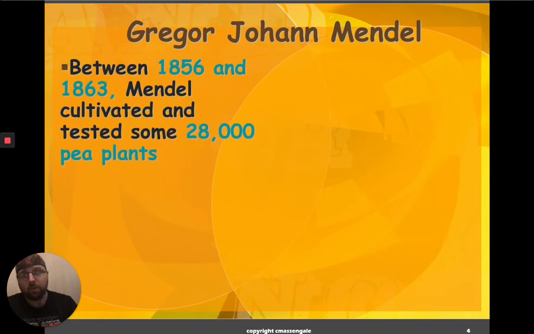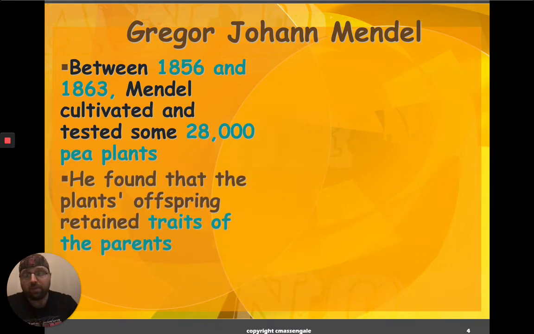Between 1856 and 1863, Mendel cultivated and tested some 28,000 pea plants. He's out in his garden cultivating these plants mainly because he needed something to eat. That's why he's growing pea plants in the first place. But also now he's curious about how these plants are inheriting their traits, and he's studying those things.